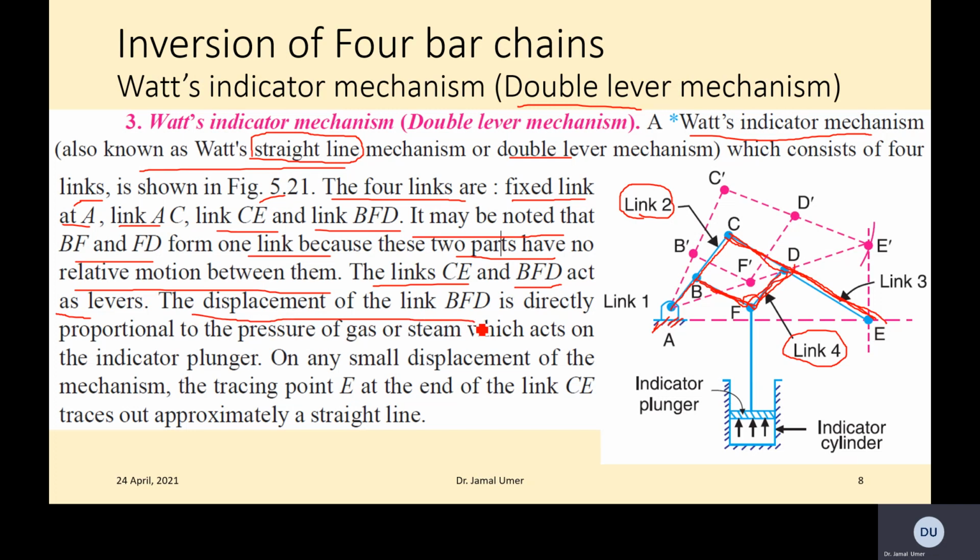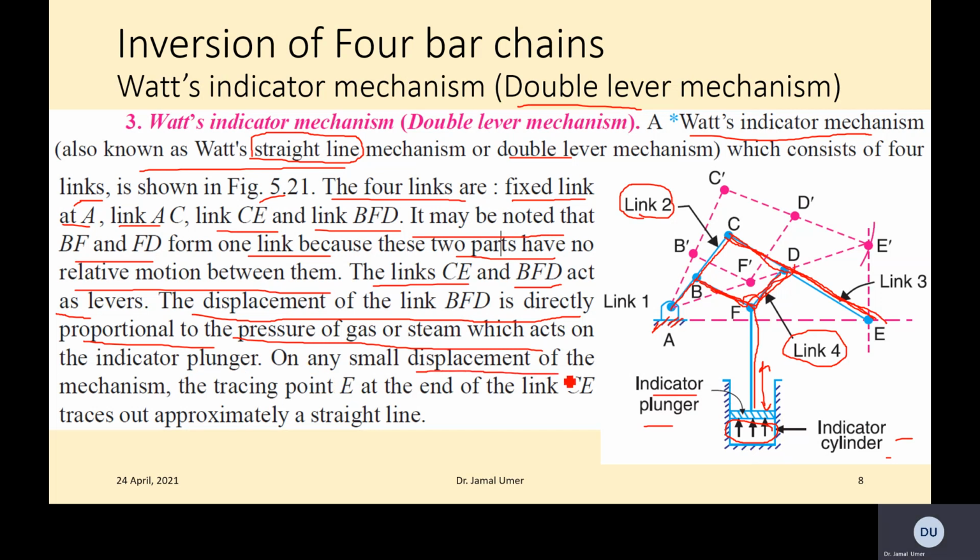The displacement of link BFD is directly proportional to the pressure of gas. BFD is connected with this piston, so the movement is directly proportional to the pressure here. This is the indicator plunger and indicator cylinder basically. The plunger moves up and down, just like a piston, and this up and down movement is directly proportional to the pressure of the gases. It says the pressure of gas or steam, it could be steam as well, which acts on the indicator plunger.